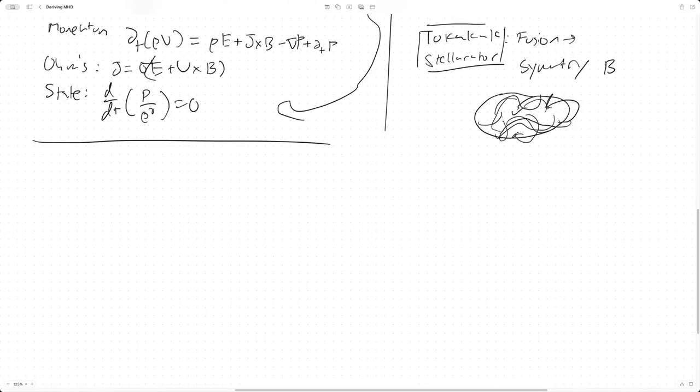Okay, so to make the MHD equations, there's a few things that we want to do. Let's start with the moment equations.